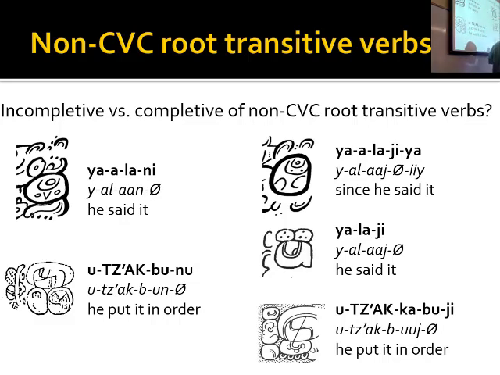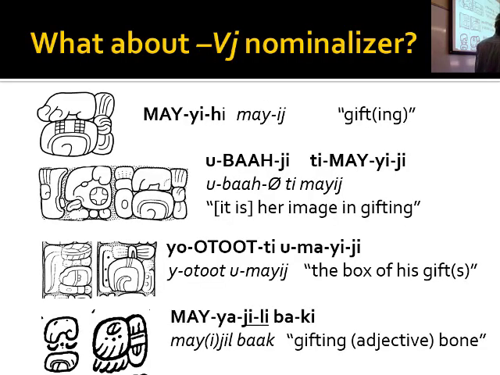And this is the opposite. Akbuch, like he put it in order, completed, perfected, done. Akbuch. So these are derived transitives. And then the same vowel suffix appears with nominalization.